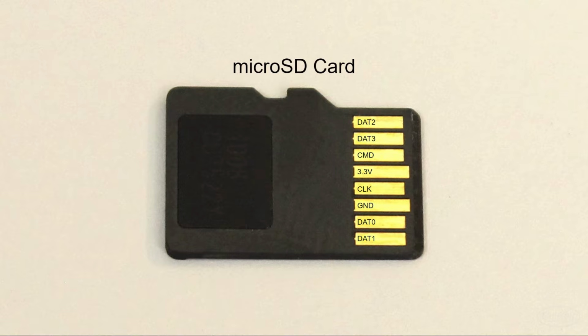To use SPI, we leave DAT1 and DAT2 unconnected. DAT3 is chip select. Command is data in, or MOSI. Clock is the clock line, and DAT0 is data out, or MISO. We'll also need to send a sequence of special commands to the card to put it into SPI mode, but the libraries we use will do that for us.